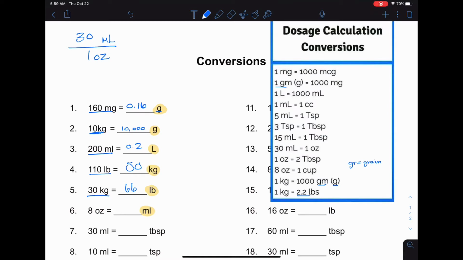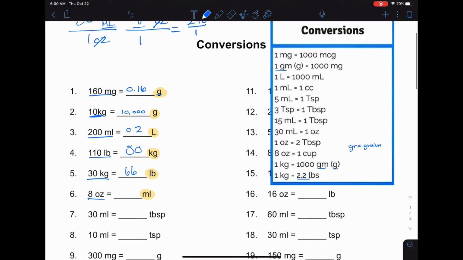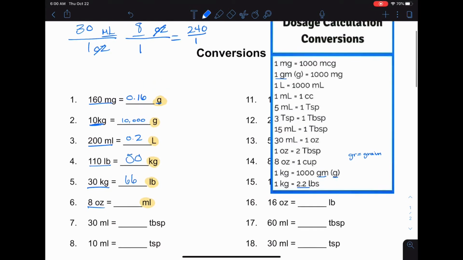I want to get rid of the ounces, so I'm going to put ounces up top. And I see I've got it right here in my problem. I can pull that in now, 8 ounces. Those cancel out. I'm left with just mils. I've gotten my conversion in, so I'm good to start multiplying across. So 30 times 8 is 240. 1 times 1 is 1. And so 240 mils is equal to 8 ounces.